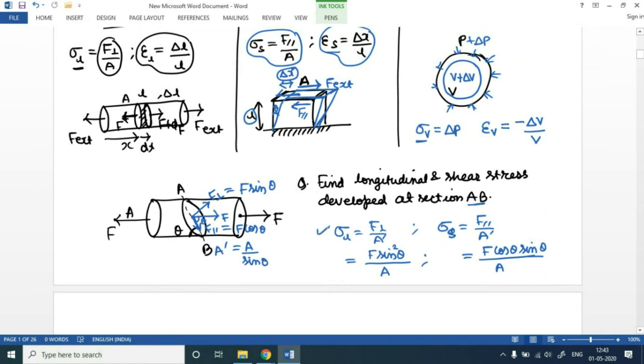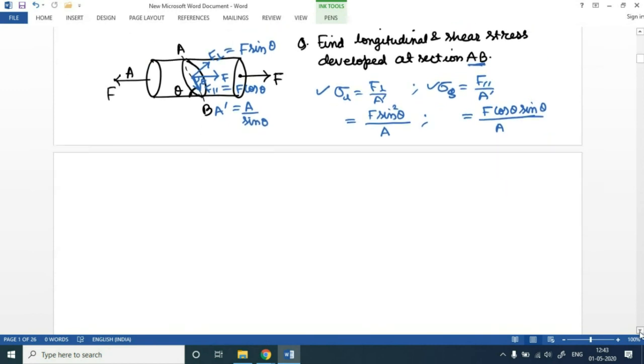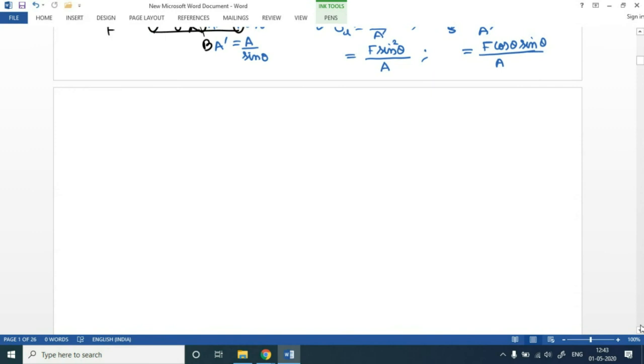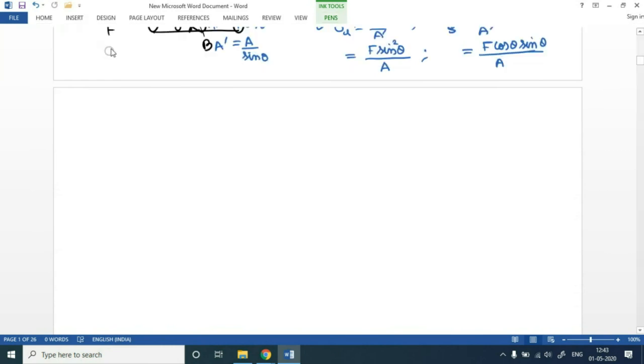So this is longitudinal stress and this is shear stress developed at section AB, you should realize. So that is one of the important questions. Okay, and there is one law which establishes a relationship between the strain and stress, and that law is basically named as Hooke's law. That is Hooke's law.